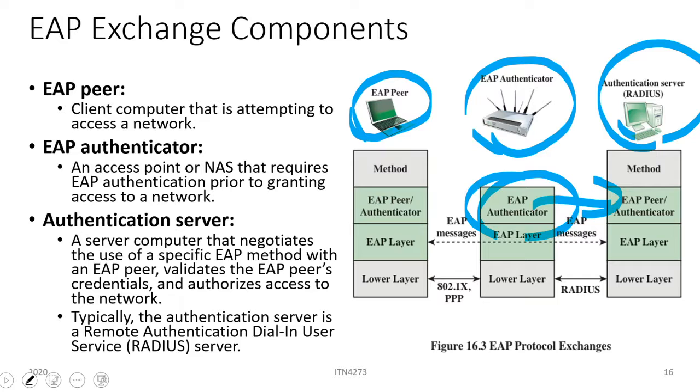So when we think about EAP based authentication, these are the sort of main message passing that would happen between the different components. So for example, at the lowest layer, the communication would be between the peer to the authenticator and then authenticator to the authentication server. But at the higher layers, the communication may sometimes be directly from EAP layer to EAP layer all across.